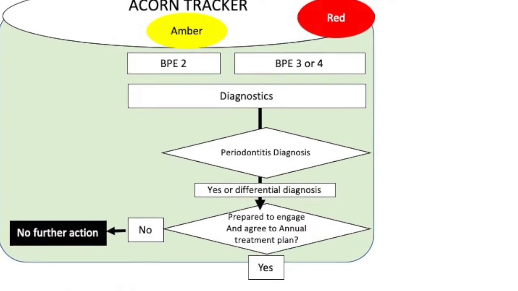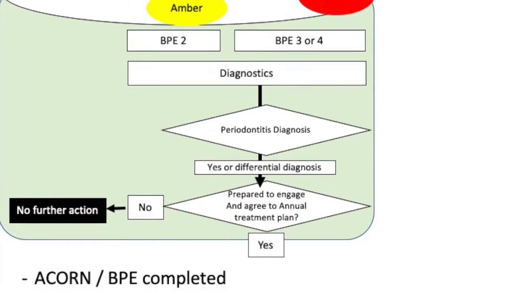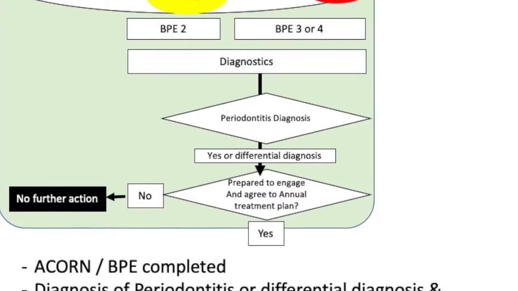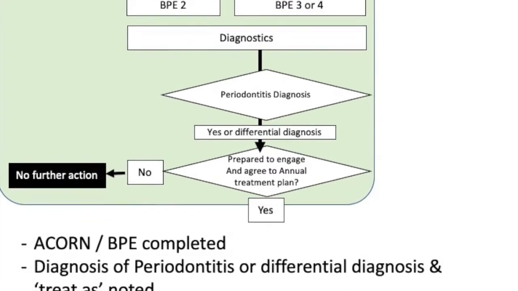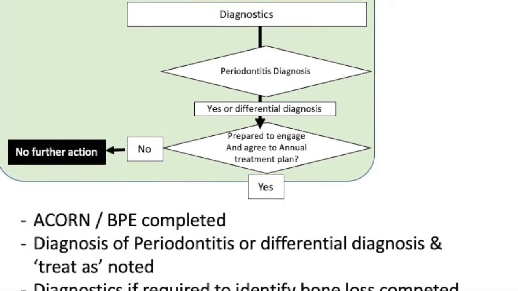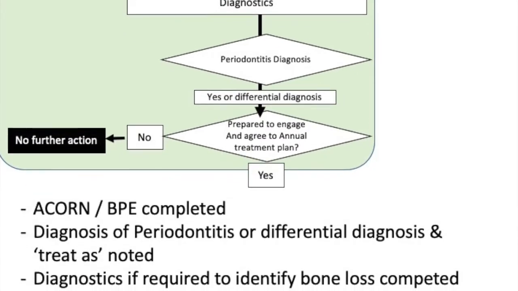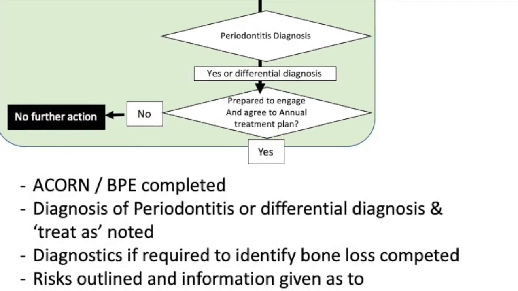So a typical journey for the non-engaging patient is that at an exam it's picked up that the patient has or had periodontal disease and a provisional diagnosis is made. The patient is then made aware of the gum condition and risks of doing nothing, and what treatment may entail is made apparent to the patient.